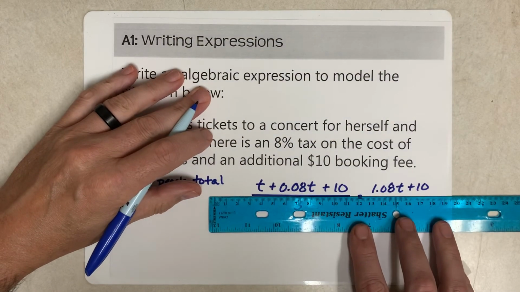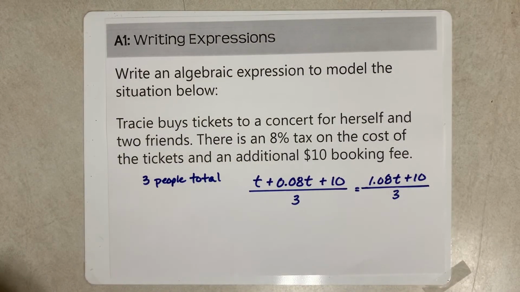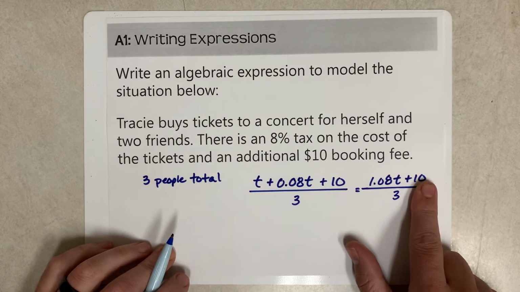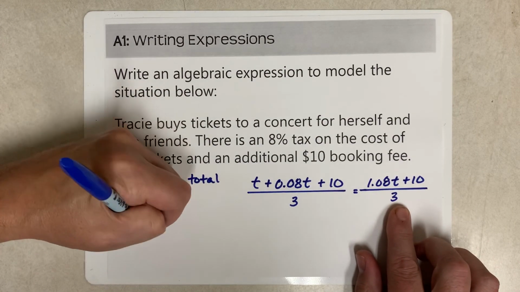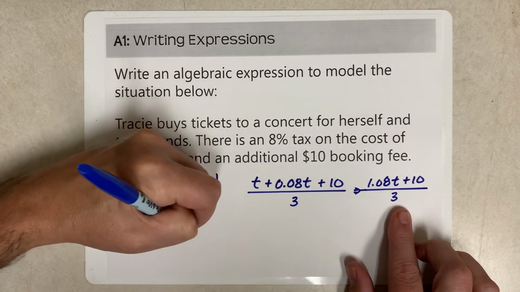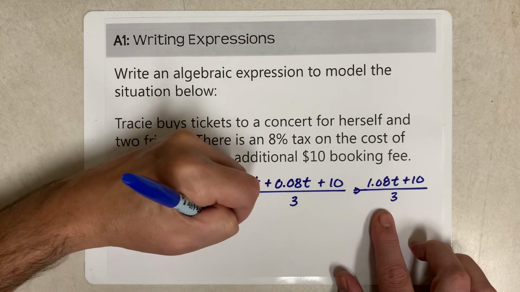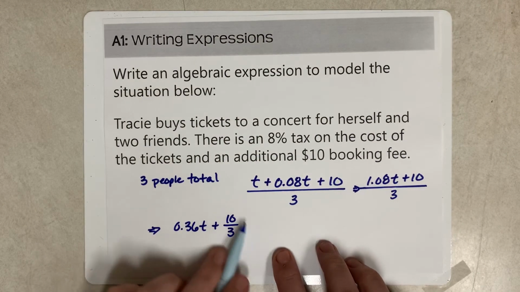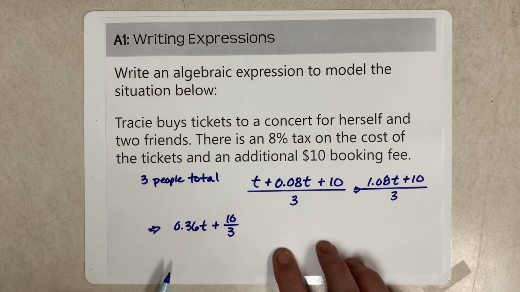And I like my lines to be nice, so I'm gonna draw it with a ruler. Over 3. All right, so now if I divide both these guys by 3, 1.08 divided by 3 should be 0.36. And I'll just write an arrow here. So 0.36t, and then plus 10/3. And this is an expression that I can use to figure out how much each person is going to owe based on the cost of the tickets. The cost of the tickets was t.